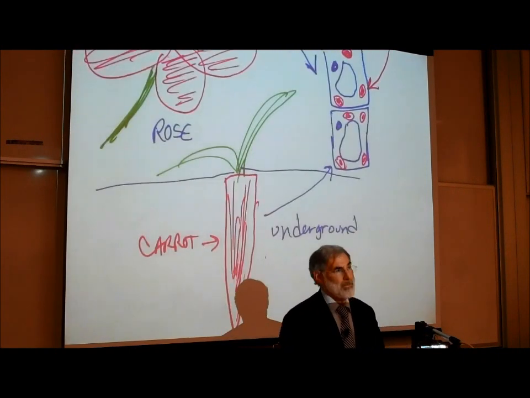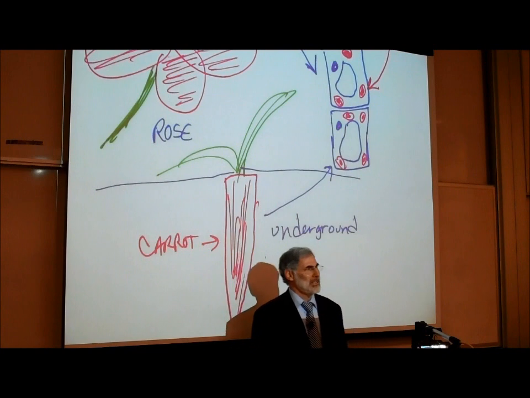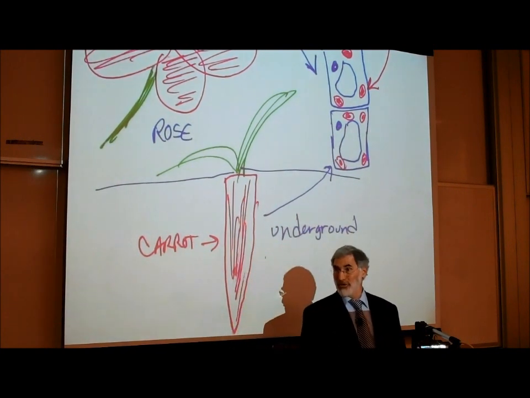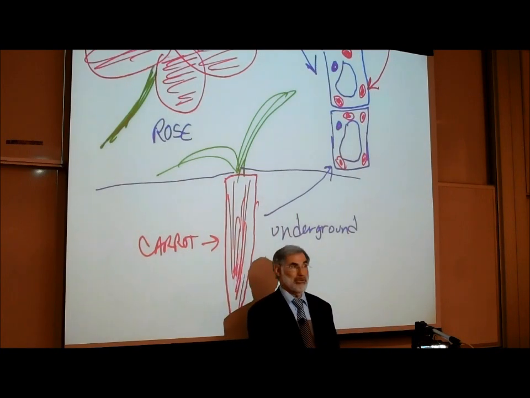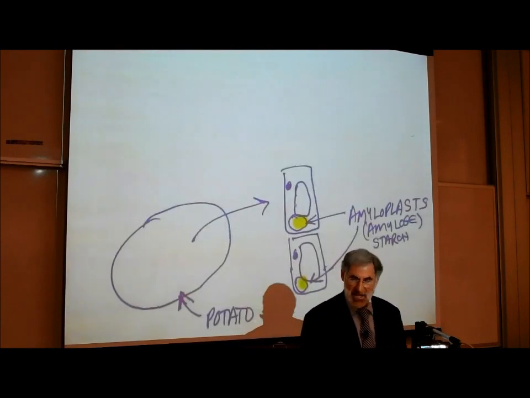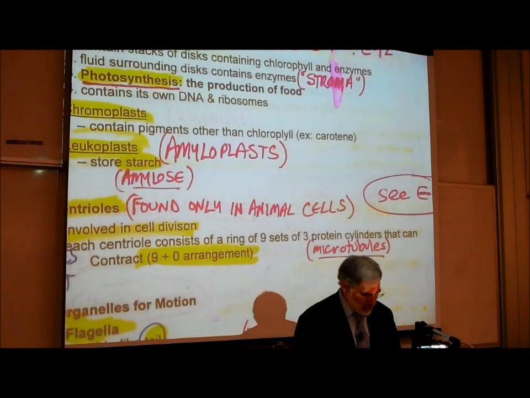So this is very common. How about beets? Anybody know those red beets? That's where we get sugar also. They're called sugar beets. That's the root. Sugar is stored in this. So a lot of plants store sugars or starch in the roots.